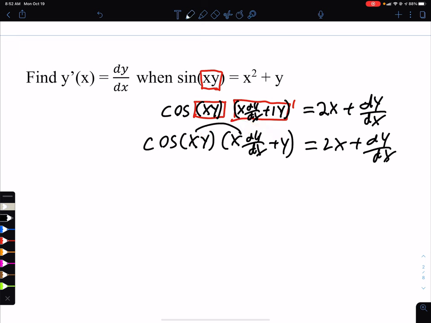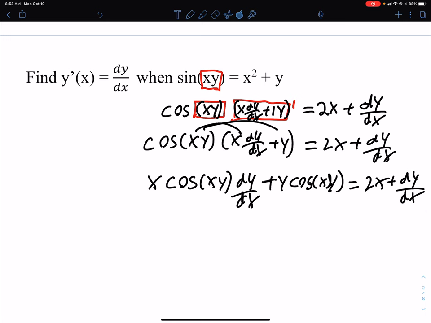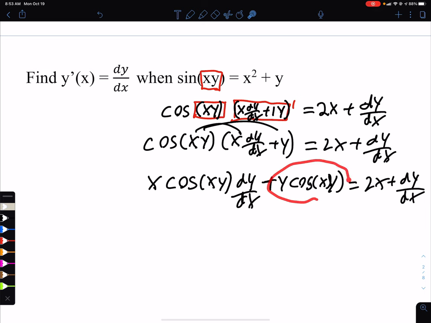So I'm going to distribute these two. I'm going to get x, I'm just rearranging because it looks better with the x in front, dy dx. Then I distribute these, and that's just y cos xy. And the other side is just fine and dandy. So here's the thing. This doesn't have a dy dx, so I'm going to subtract that from both sides. And then this, I want the dy dx on the same side, so I'm going to get rid of it here by subtracting that. I'm going to do that all in one step.